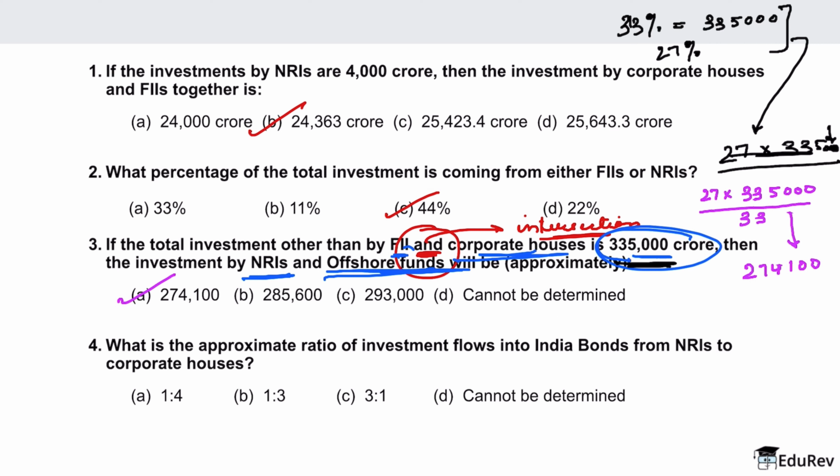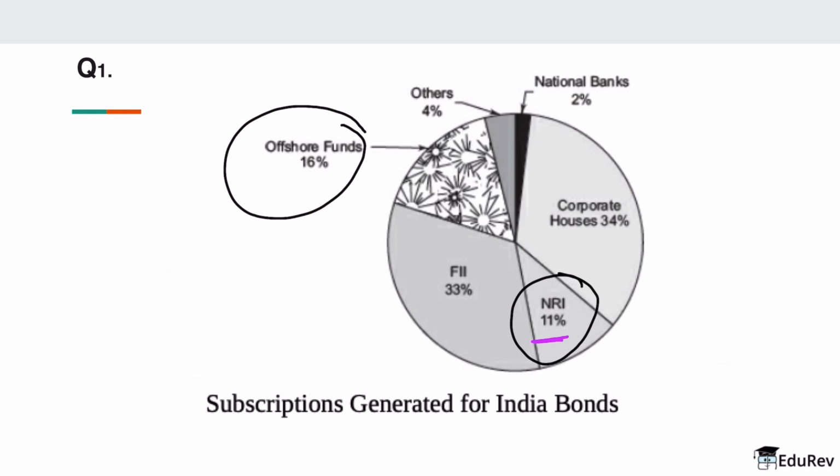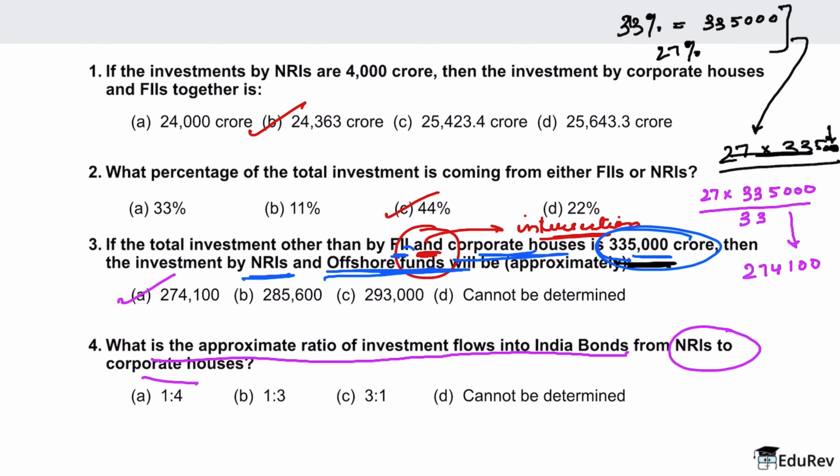So in your fourth question, what they are saying is, what is the approximate ratio of investment flows into India bonds from NRIs to corporate houses? So I want the approximate ratio from NRIs to what? Corporate houses. So for NRIs it's 11, corporate house it's 34. So can I say it is 11 is to 34? Correct? But can you see that 34 can be considered as 33? So can it be 1 is to 3? Yes, it can be 1 is to 3.